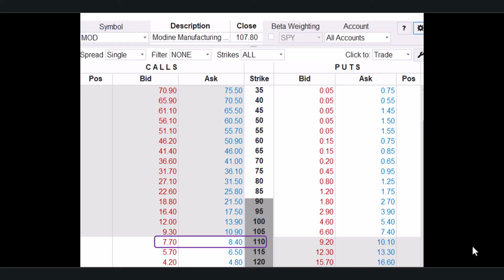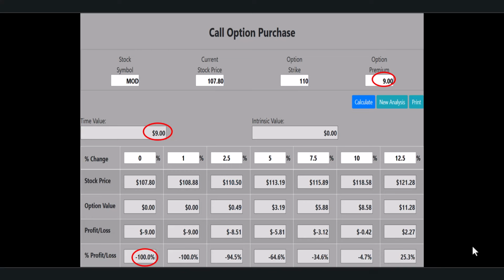Let's take a look at the profit potential for purchasing the 110 strike call, which is the closest strike to the current price of the stock. The bid-ask spread for the 110 call is 770 to 840. We tried to enter at the midpoint, so we'll use 805 as the buy price. Our call option calculator shows the profit potential for this call based on MOD price changes at option expiration from flat to a 12.5% increase in price. We can see that if the MOD stock price is flat at 107.80 at option expiration, the 110 call will lose 100% of its value. Ouch! This is an unacceptable risk. That kind of loss can wipe out a trading account in a hurry.